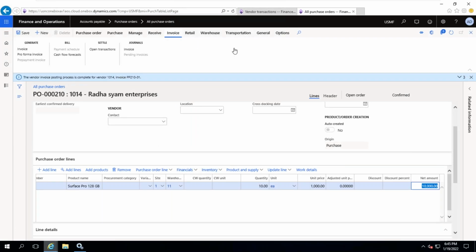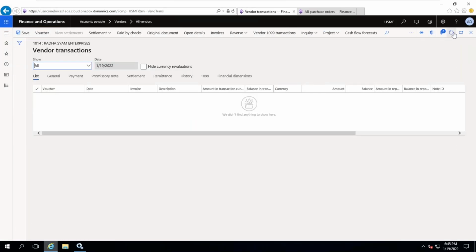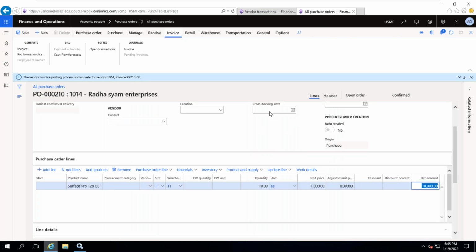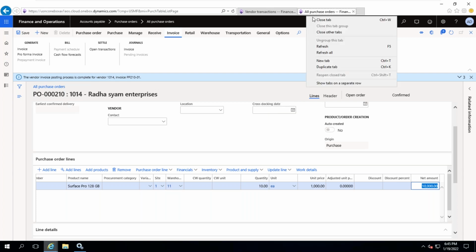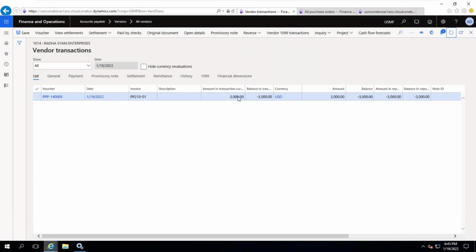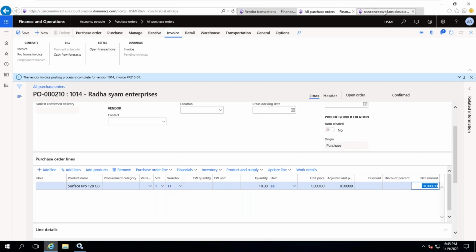So the invoice is generated. Now if you verify the vendor transactions, one invoice is generated. Frankly, we have not received any invoice from the vendor, but it is showing here because we have generated this invoice copy as proof for my internal finance department, so that they can do the advance payment. I will take a printout of the invoice copy and submit it to the finance department. Then the finance department will do the payment.